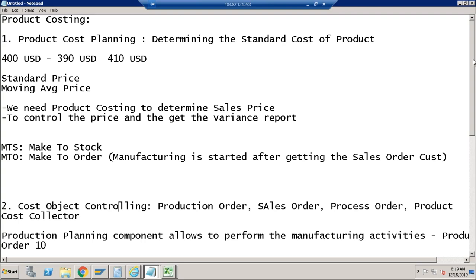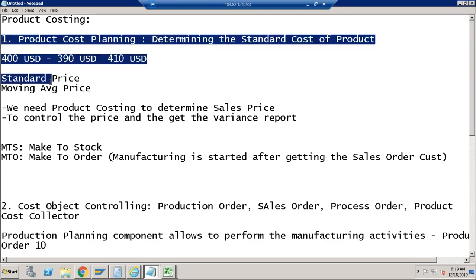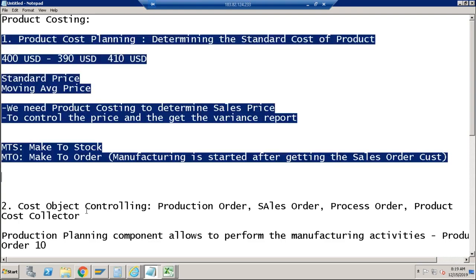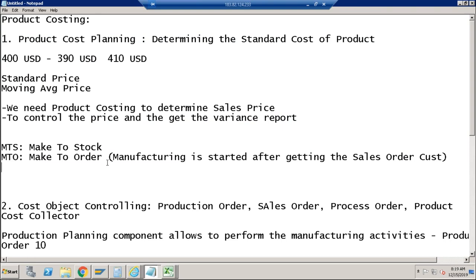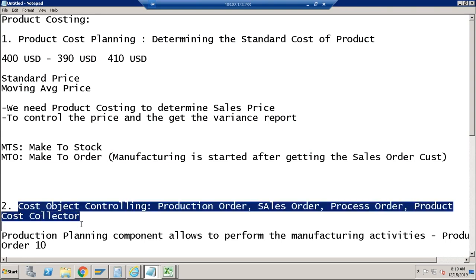Now, coming to how to determine this particular price. For the next few sessions, we are only going to concentrate on product cost planning. We are not going to discuss cost object controlling. Once we complete product cost planning, then we'll come to cost object controlling.